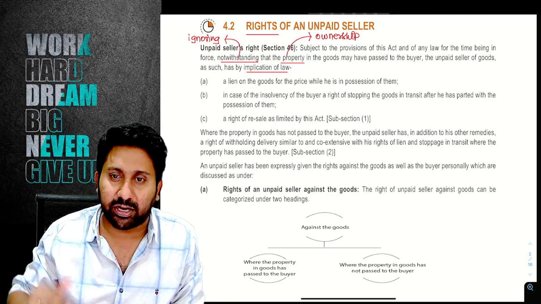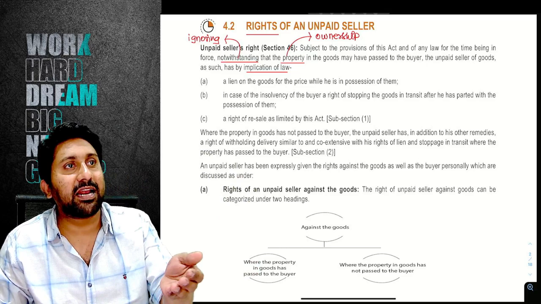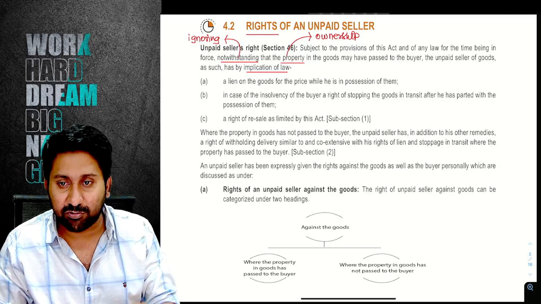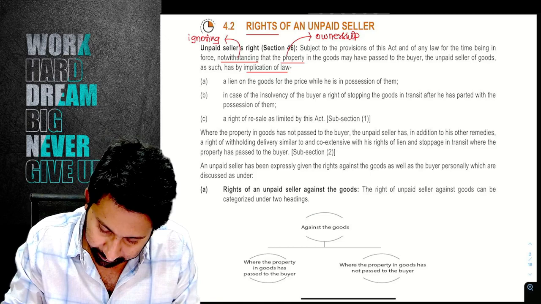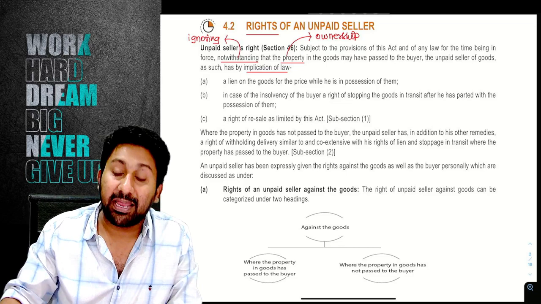He has to make the payment. First we will write the invoice and give the invoice to him. We gave the invoice in his name, but that person has failed to make the payment. Goods are still with us. In such a case, what will happen? We have to see. I repeat, notwithstanding that the property in the goods has passed to the buyer, the unpaid seller of the goods as such, by implication of law, has three rights.